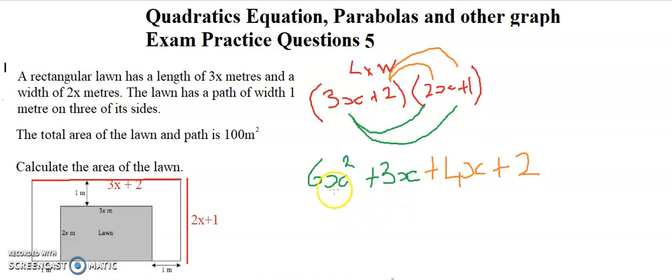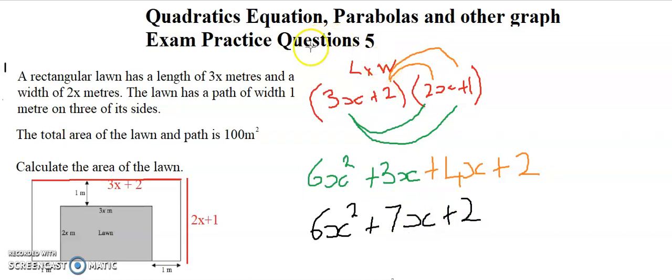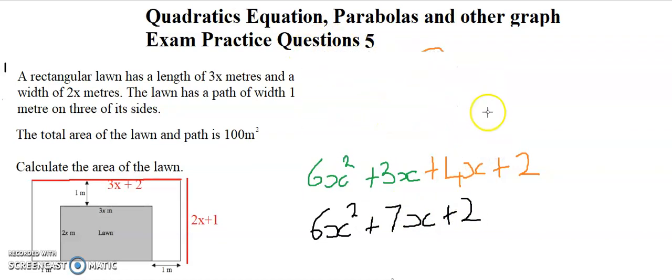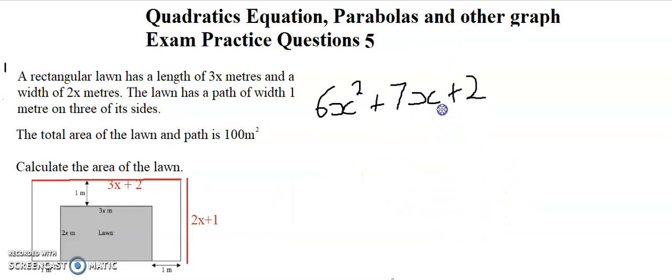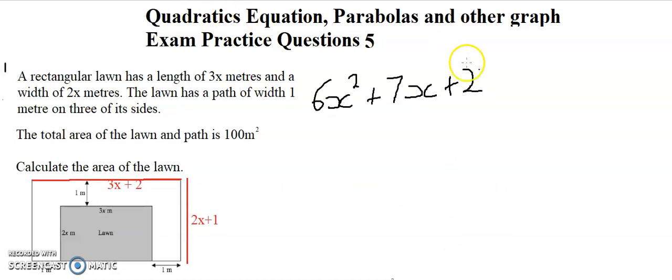We can simplify this. So we've still got 6x squared. But we've got 3x plus 4x equals 7x. And then it's a 7x plus 2. So now we've got it in this form. The next thing that we need to be thinking about is we are trying to solve this for x. Now we know that this is equal to 100 because that's the area.